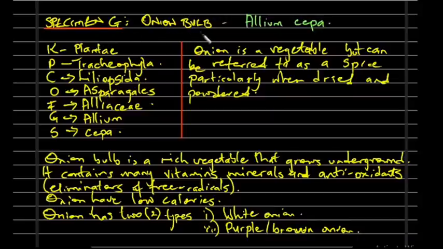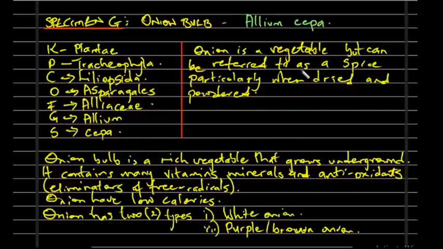Specimen G is the onion bulb, and its scientific name is Allium cepa. That is the botanical name of this particular crop. Looking at the taxonomy or classification, the kingdom is Plantae, the phylum is Tracheophyta, the class is Liliopsida, and the order this time around is Asparagales, while the family is Alliaceae, the genus is Allium, and the species is cepa.